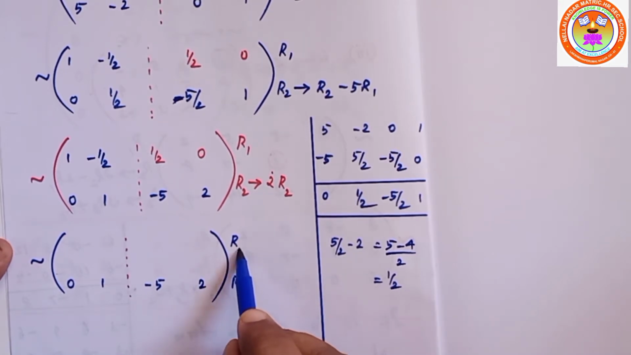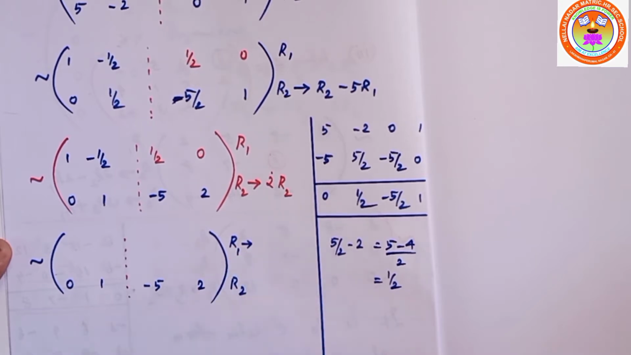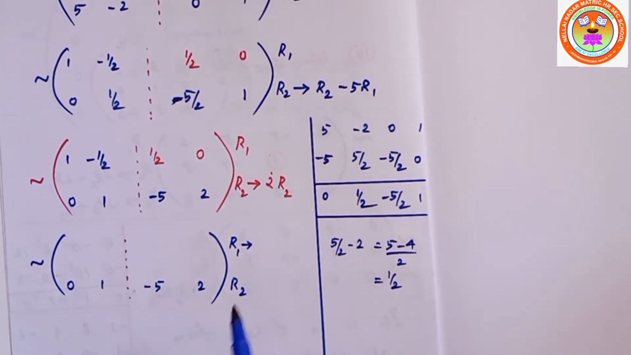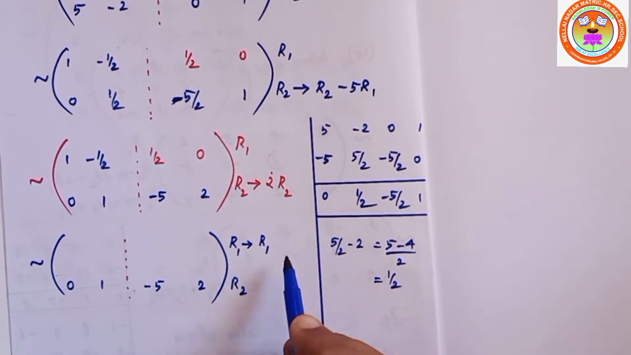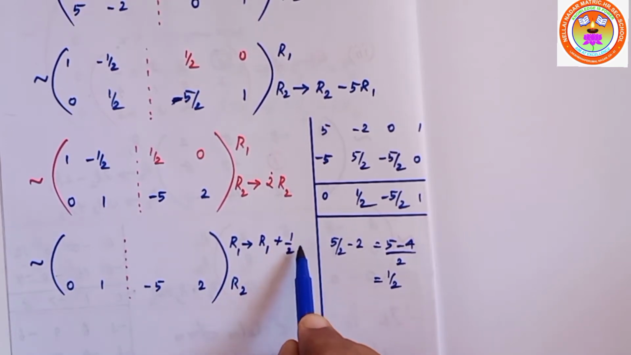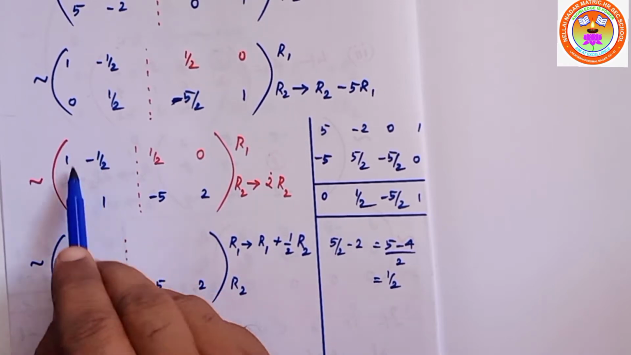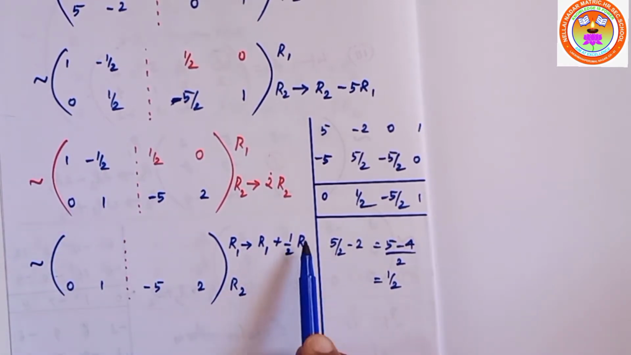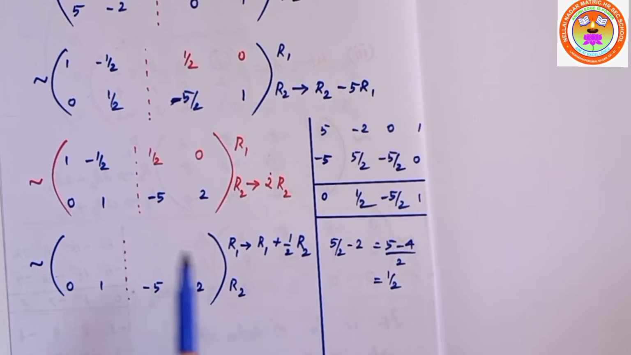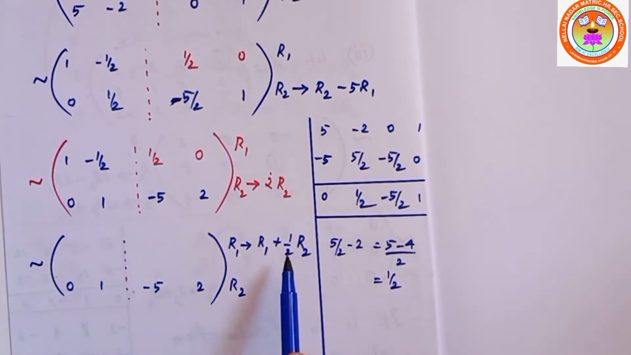So R1 implies R1 plus half R2, because R1 that is minus half, it has to be plus half. Minus half plus half will be 0. So half into R2, what is R2 here? 1, half into 1 is half. So minus half plus half will be getting 0 automatically.